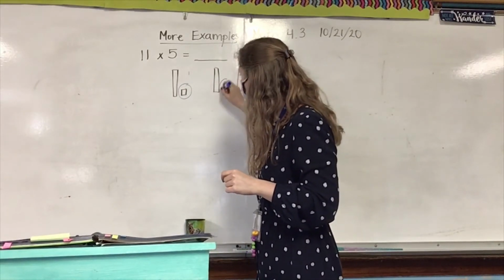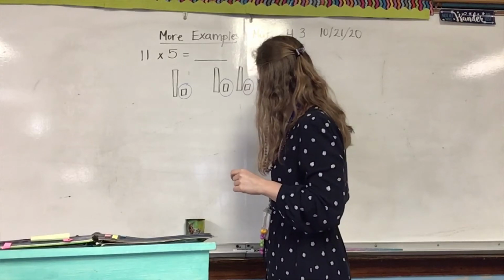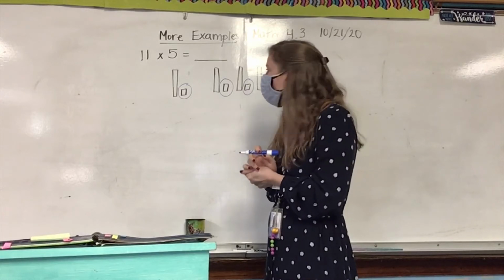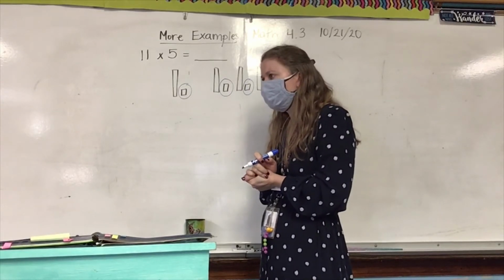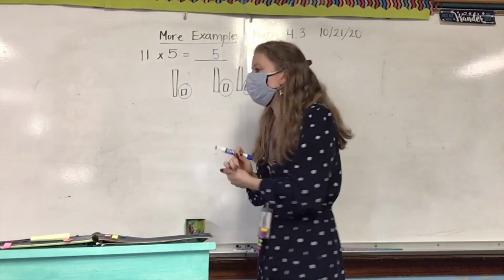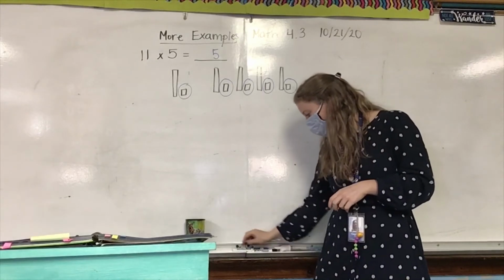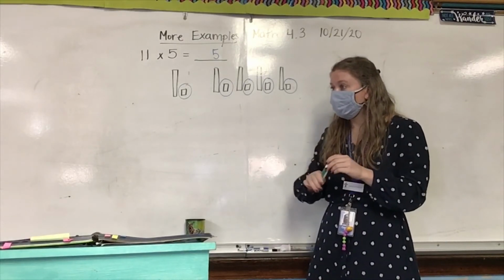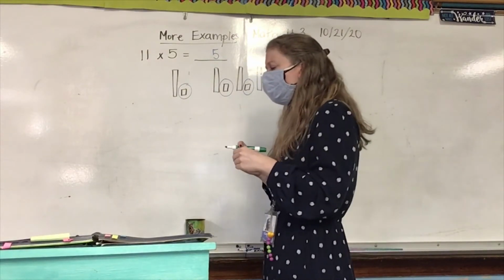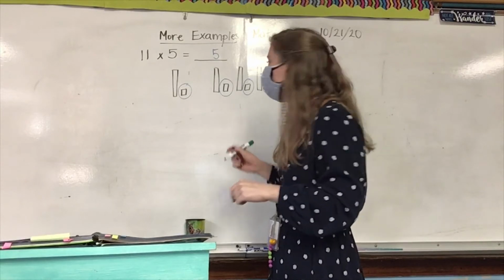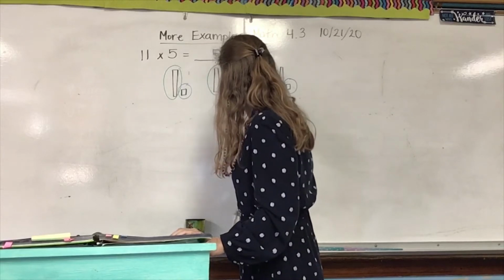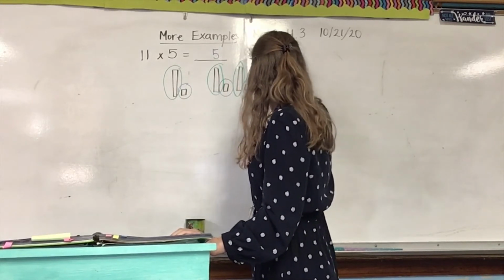1, 2, 3, 4, 5. So how many ones do I have? 5. Where does that go in my answer? In the ones place. So the number of ones is what goes in the ones place. Now, what do I have to do, Aaron? You have to count how many tens you have. So I take my other color, I'm going to use green, and circle the tens. 1, 2, 3, 4, 5.